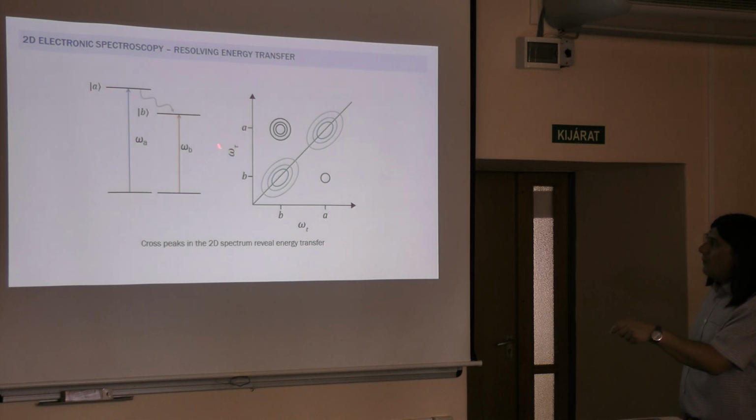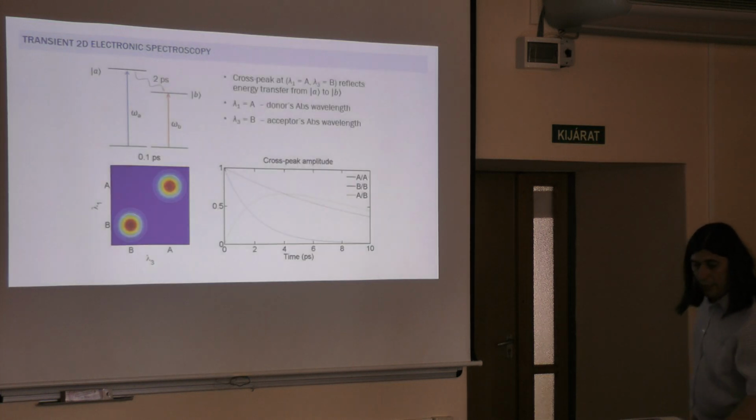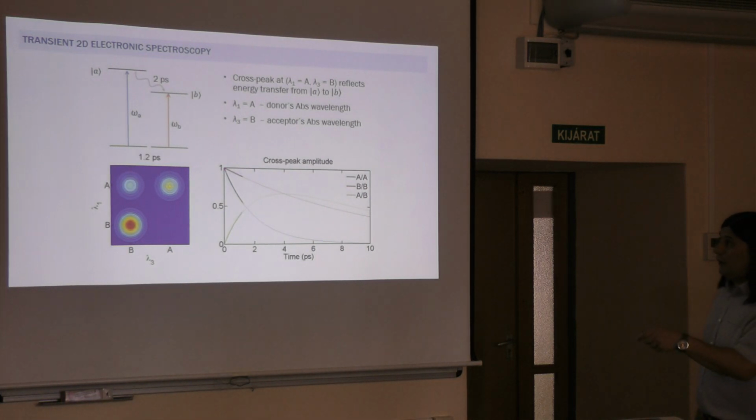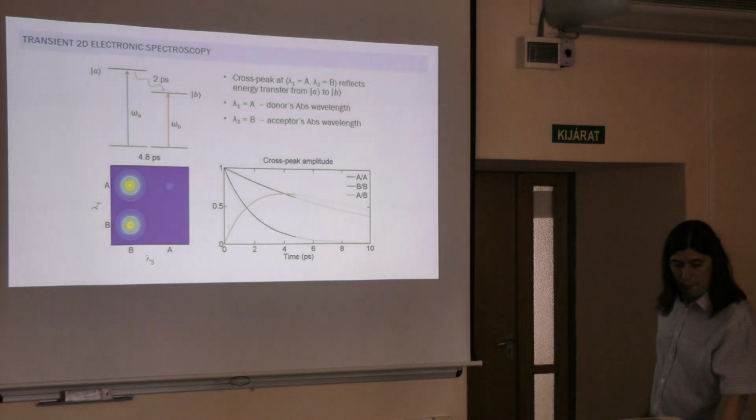This is omega tau, the Fourier transform of the coherence time, and omega t is the detection frequency. And like I said, this is dynamic, it's time dependent, so the cross peaks will change in time. If we follow, let's say, this cross peak here, it will rise as the energy goes from one state to another, and then it may decay back as the system goes to the ground state, for example.